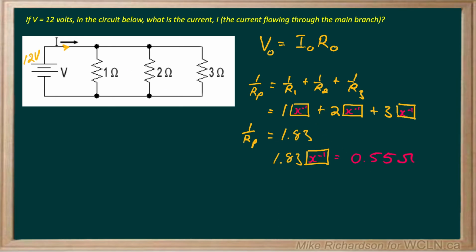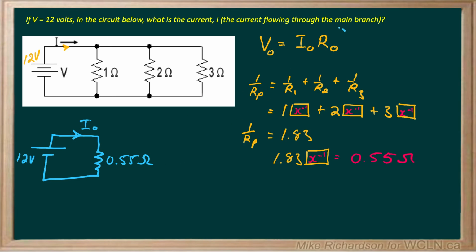So now we can imagine our circuit is changed. My circuit is simply like this. I've got a 12-volt battery, and all those 3 resistors are now collapsed down into one equivalent resistance, which is 0.55 ohms. And we're trying to find the total current coming out of that circuit, which would be the same as the one above, because they're equivalent circuits.